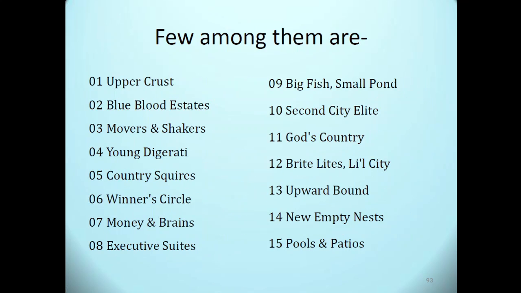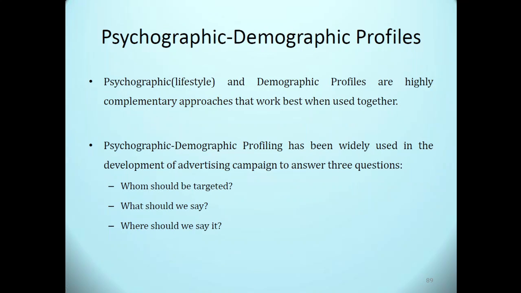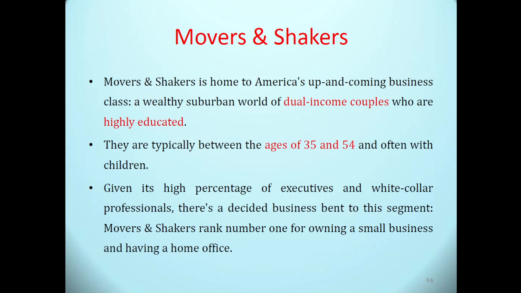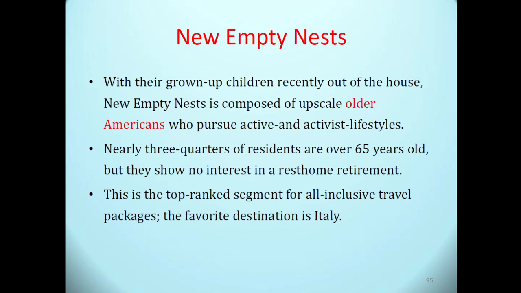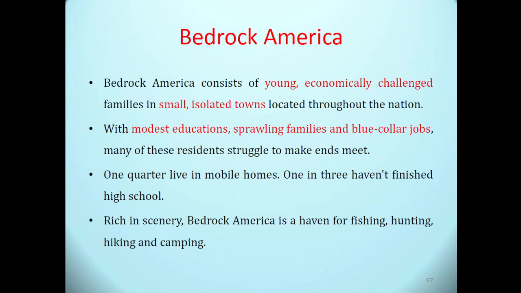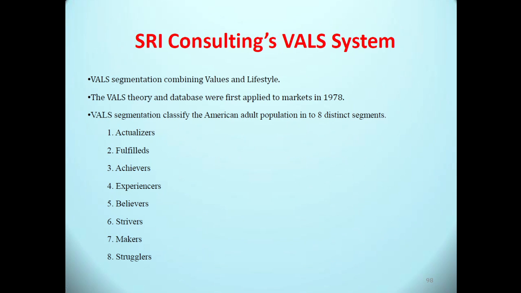Okay, these ones are not really required for you. This part where you're looking at all this, this Claritas Prism, all this is not required. This is more of the US examples like movers and shakers. They divide them into further categorizations. It's just the US way of splitting them. So that's not required. This Prism stuff is not required.